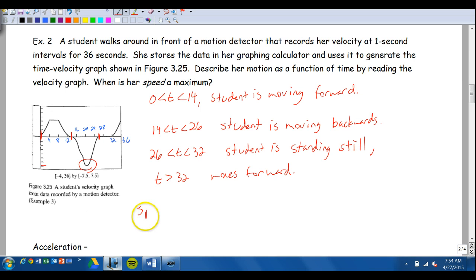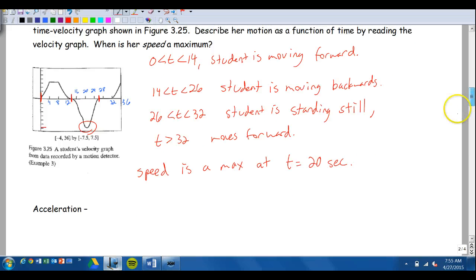So speed is a max at t equals 20 seconds. Okay? And again, she's moving backwards, but it doesn't matter. I want to know how fast she's moving. She's moving the fastest there.